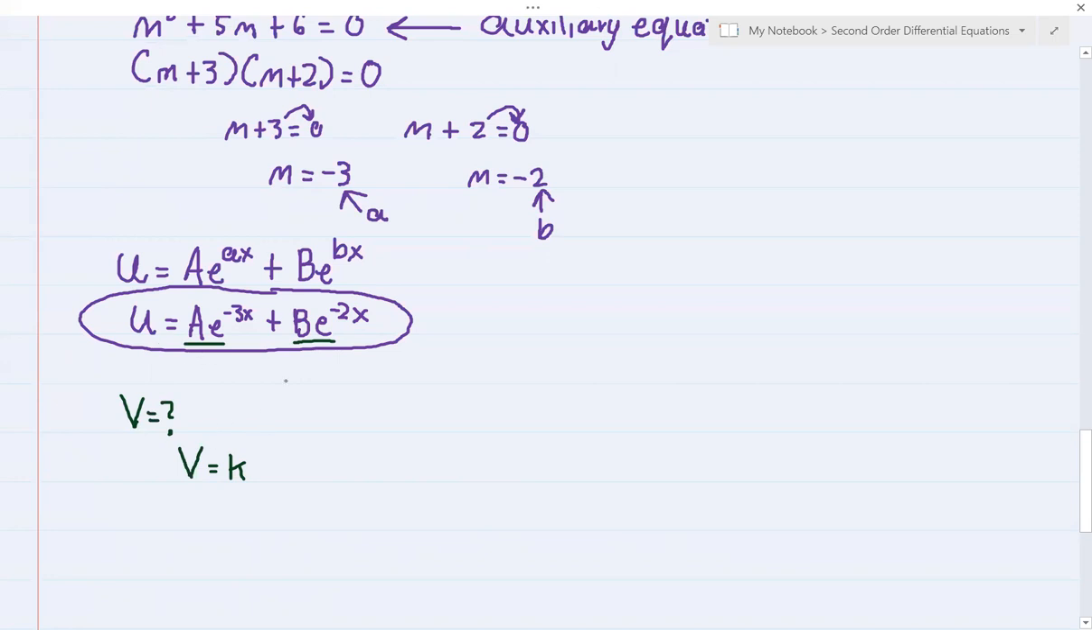Okay? Your A and your B, these are just coefficients for your exponential functions. So they are not constant terms. All right? I'm just explaining it a lot so that you guys can get what I mean here. All right? Good. Now your V is equal to K. What are you going to do next?